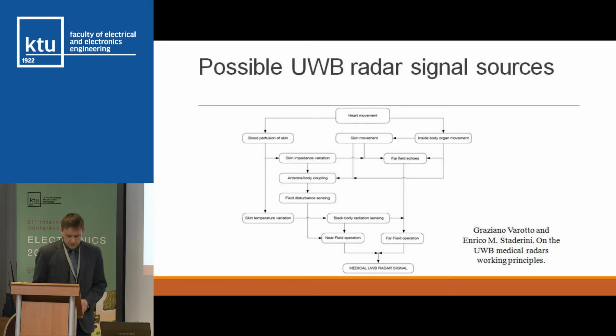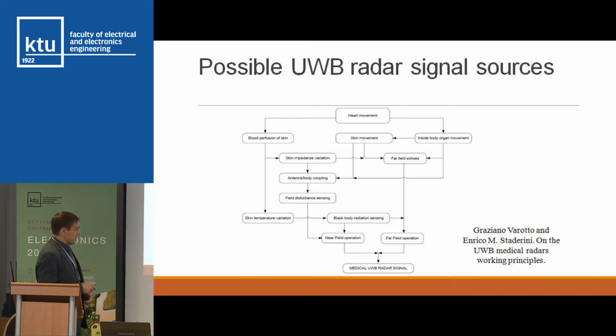Now, where are those signals actually originated? Heart movement is a main source, of course. And now we have several possibilities why we actually get that signal back. One possibility is blood perfusion in the skin, because the amount of blood is changing in the skin, the reflection coefficient is changing, might be also antenna coupling changing, and this will generate the signal.